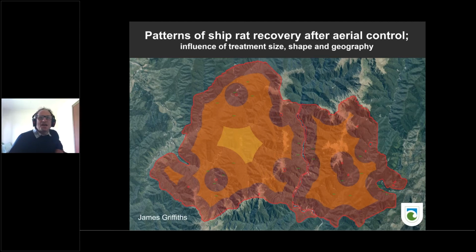Anyway, to cut to the chase, for a while now, I've been interested in how rat populations recover after 1080. And this afternoon's talk focuses on some of the work that I'm currently doing, looking at the influence of treatment size, shape, and geography on patterns of rat recovery, particularly ship rats, using the data from the DOC rat tracking tunnel database.